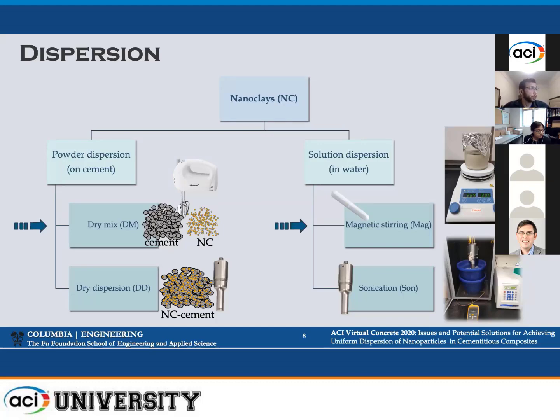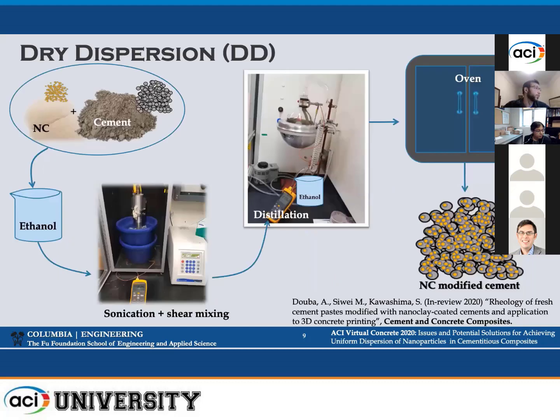With powder dispersion, we can either use dry mixing, which is the process of just blending the two powders together, or we can utilize a new dispersion technique that we're presenting here, which is dry dispersion. With dry dispersion, essentially, we create a suspension of nanoclays and cement inside an ethanol solution rather than a water solution. And we use the energy of sonication and shear mixing in order to break the agglomerates and distribute both the nanoclays and the cement within each other.